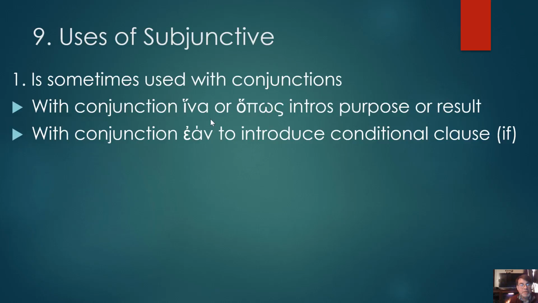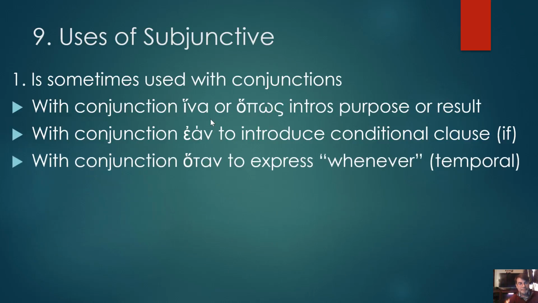Sometimes the subjunctive can be used with the conjunction ἐάν to introduce a conditional clause. This is an if clause. If Ken gets here on time, we'll go to the movie. That's a conditional clause because what if Ken doesn't get here on time? But if ἐάν is there, then a subjunctive is coming. There's going to be a subjunctive later on in that clause if ἐάν is around.